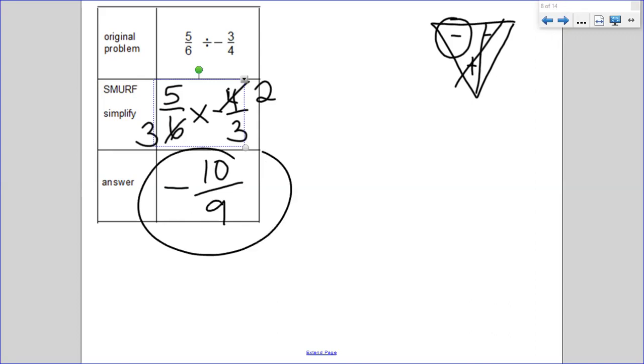Now, sometimes I'll have students ask me, okay, so this is not reduced, right? We've got to change it into a mixed number. Okay, that is not entirely accurate. 10 over 9 is as simplified as it can be. So this is a simplified answer. If you're being asked to change it into a mixed number, that's going a step further, but this is already simplified.